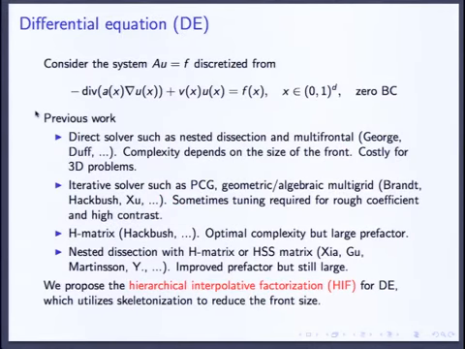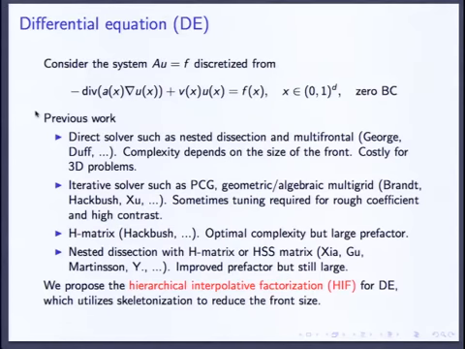So let's go back to the differential equations here. To simplify, we're going to consider this second order differential equation defined on the cube. The method itself will work for general geometry, but let's just start from the cube to make things simple, with zero Dirichlet boundary condition. This is a very classical problem. There has been a lot of work done in this direction.